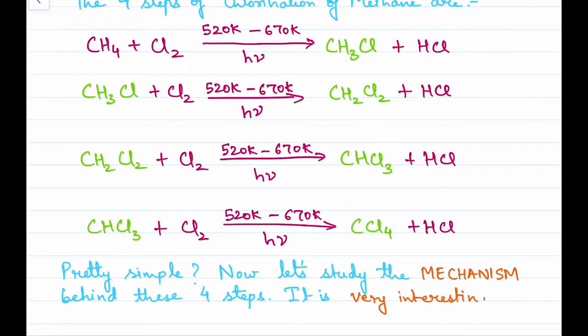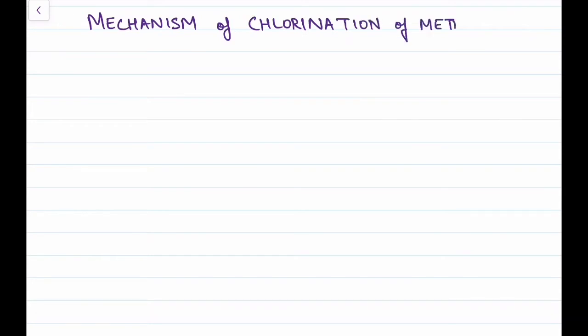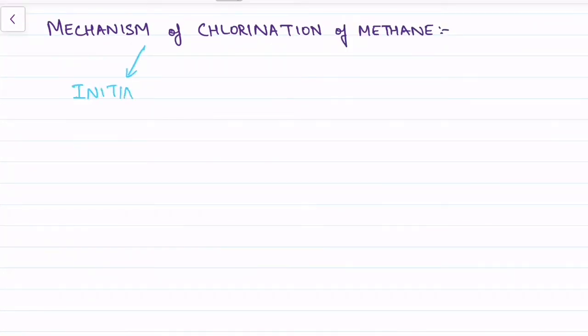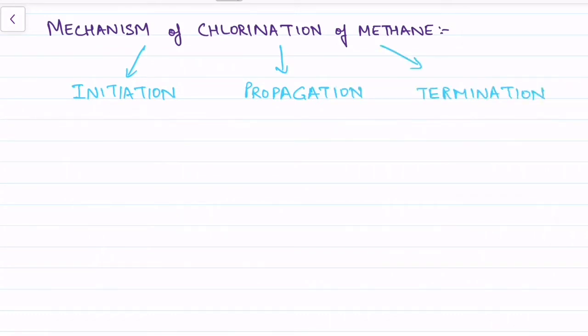But there is a very interesting mechanism which happens behind these reactions. Now let's study that mechanism. So there are 3 steps in the mechanism of chlorination of methane: initiation, propagation, and termination. The first, where the reaction is initiated; second, where the reaction is carried out; and third, where the reaction ends.